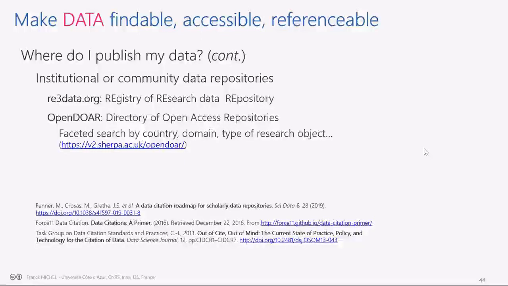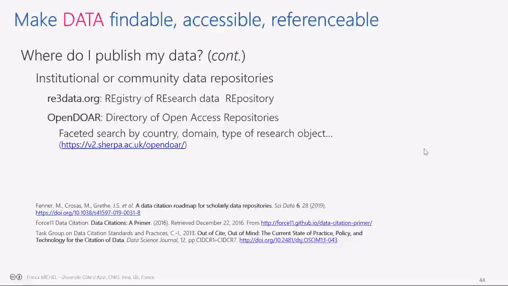And what else? If you are looking for some more specific, maybe domain-specific repositories, you can go to those websites: Re3data, the Registry of Research Data Repositories, or OpenDOAR, the Directory of Open Access Repositories. These are two really good resources. They list thousands of repositories where you could deposit your data. You have some faceted search options, so it's pretty handy.